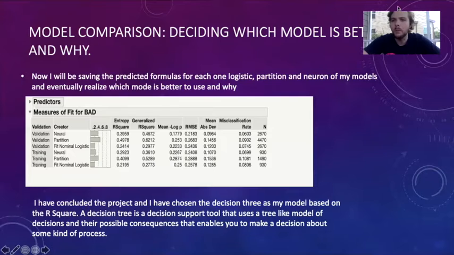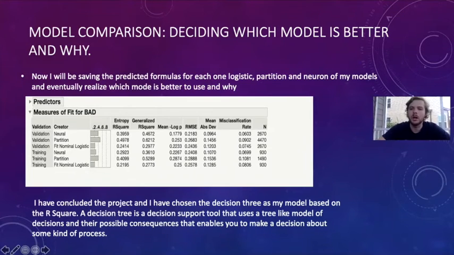Okay, so now I'll be comparing my models. I'll be deciding which model is better and why. So in order to do this, I have saved the predicted formulas for the logistic, for the decision tree, and for my neural network model. And eventually, I have realized which model is better and why. I have used JMP to decide my best model.